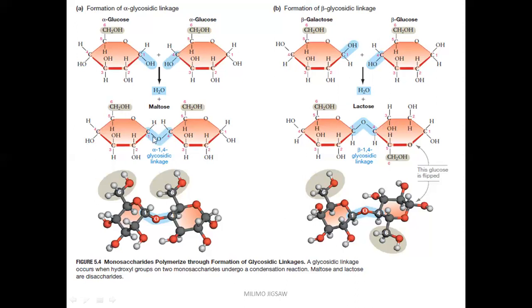this is alpha. This is an alpha glycosidic bond. This is beta glycosidic bond. So looking at the direction, just look at the direction, you know that, okay, this is beta, this is alpha. So alpha glycosidic bond. And then you look at the carbons that are reacting or taking part in the reaction.